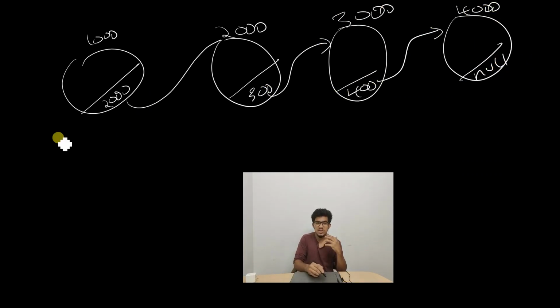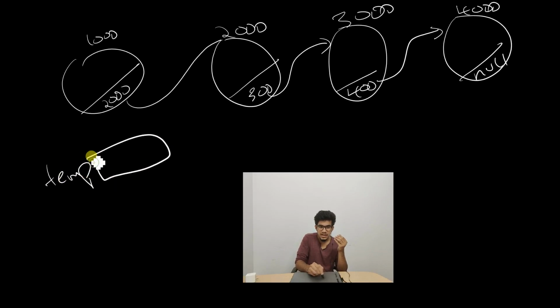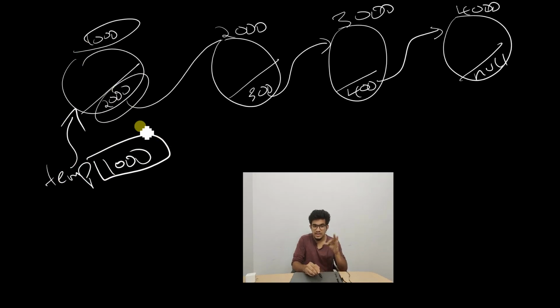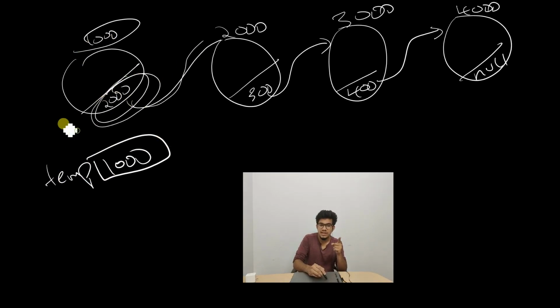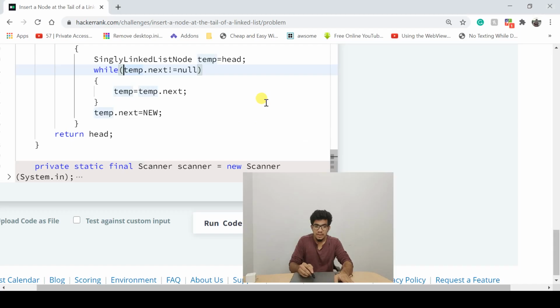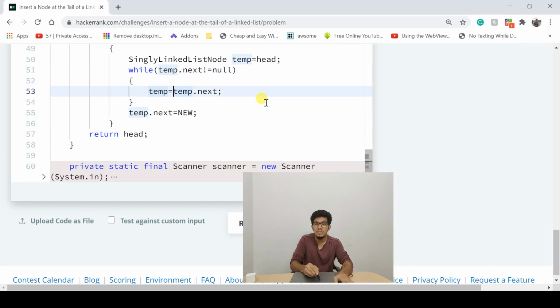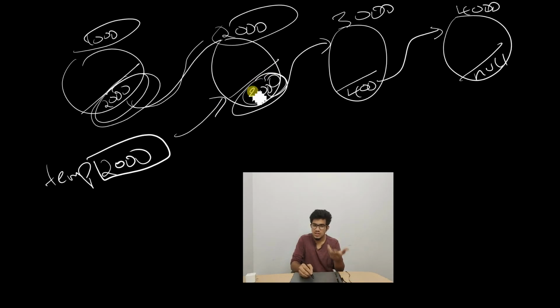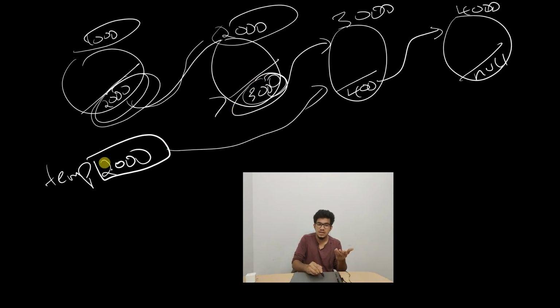So what I have to check is, when my temp is containing 1000, meaning temp is pointing to this object, is 1000 dot next null? It is not equal to null. Yes, if 1000 dot next is not equal to null, then go to the next temp. Temp will increment here. What is the temp value now? 2000. What is 2000 dot next? 3000, not equal to null. So update your temp to 3000.